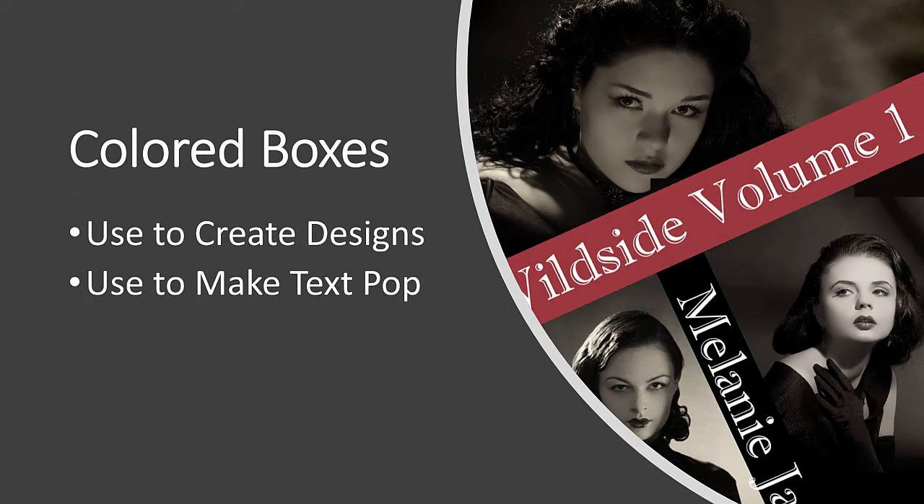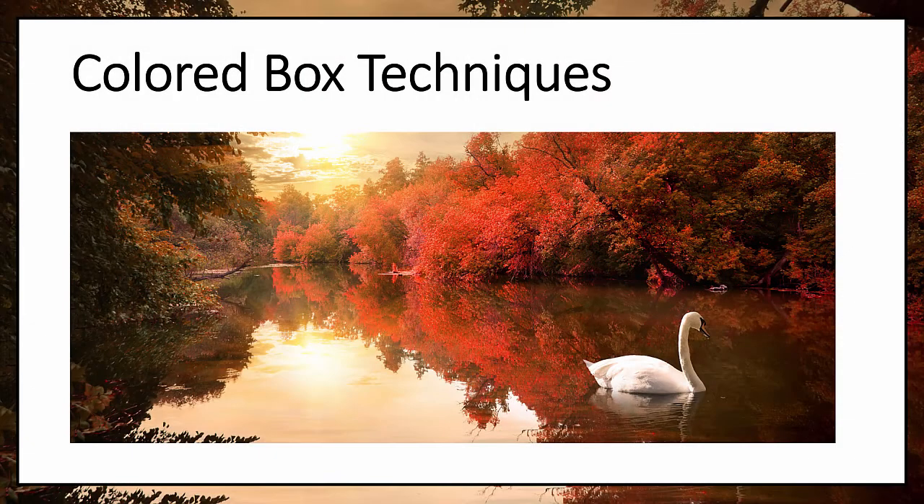So let's look at colored boxes. You use them to create designs. You can make entire book covers of just colored boxes of different colors at different angles, kind of an abstract book cover, or you use them to make text pop. So you make the text stand out by putting a colored box behind the text, as in this example to the right. Now let's take a look at some colored box techniques.